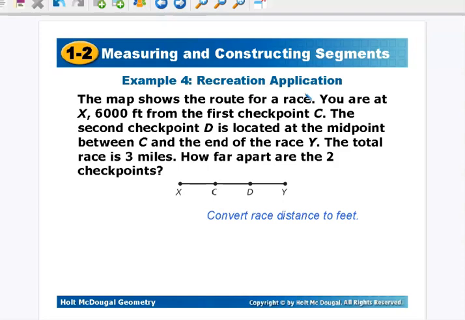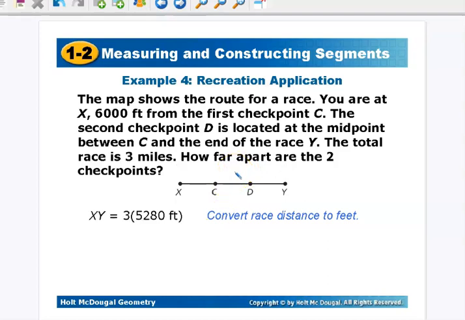Okay, so we're at 6,000 feet. I have a little note here: convert race distance to feet. So we need to change this 3 miles into feet. This is the start, and here's our end. Start to end is a total of 3 miles. The first checkpoint is 6,000 feet, and so we'll have to convert that 3 miles to feet.